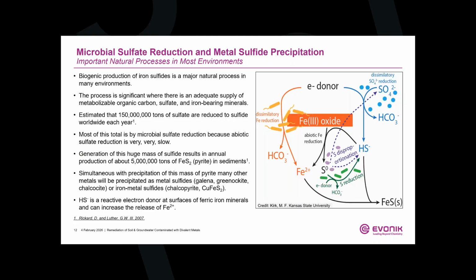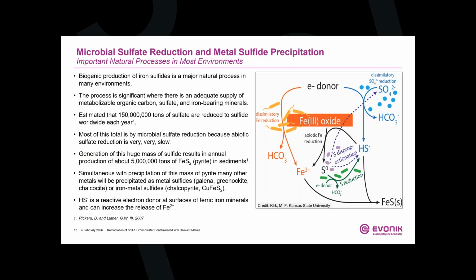This is a natural process, and I've got a few points here on the left from the excellent paper by Rickard and Luther. If you look at some of these points, they estimate that each year something like 150 million tons of sulfate are reduced in sediments around the world, reduced to sulfide, and that most of this is microbial sulfate reduction. As a result of that, there's a production of somewhere like 5 million tons of iron sulfide pyrite in sediments every year.